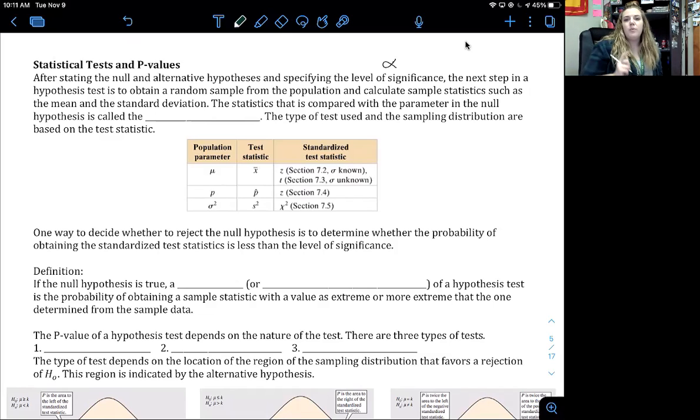Okay, so after stating the null and alternative hypotheses and specifying the level of significance, which is our alpha, that symbol I wrote above, level of significance, the next step in a hypothesis test is to obtain a random sample from the population and calculate the sample statistics such as the mean, the standard deviation. The statistics that is compared with the parameter in the null hypothesis is called the test statistic.